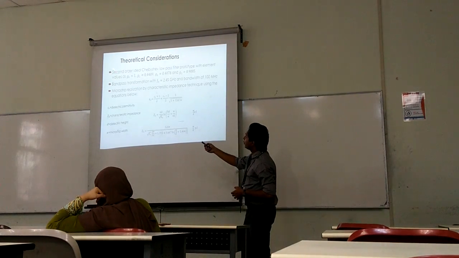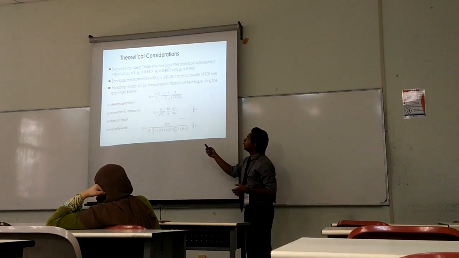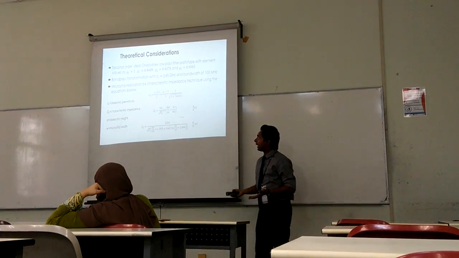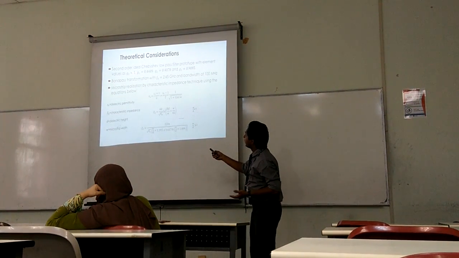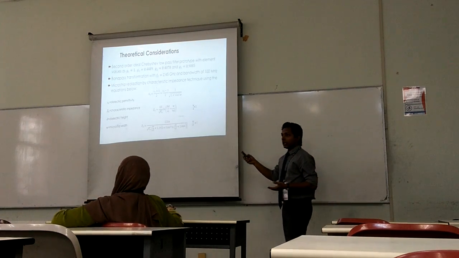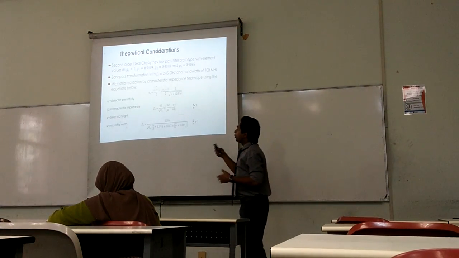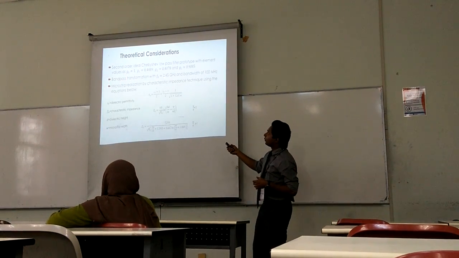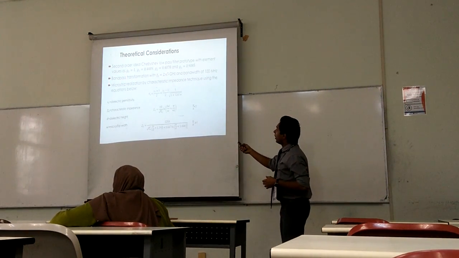So the first thing, we have chosen the second order ideal Chebyshev low pass filter prototype to propose our design. And for that we have these element values like G1 to G3. And then we need to transform. So we transform our filter into the bandpass filter with this frequency of 2.45.